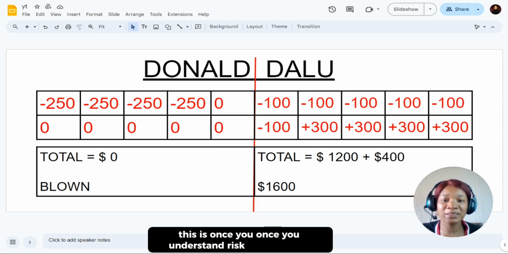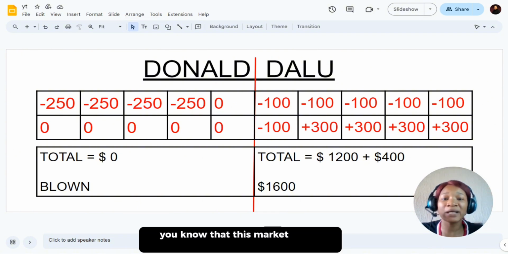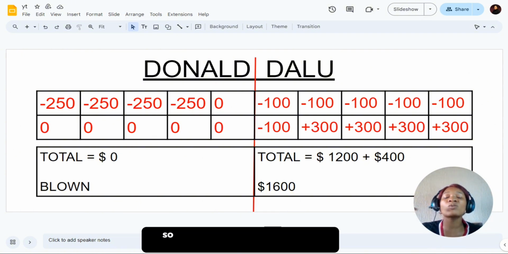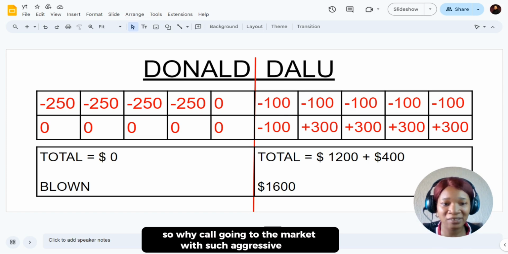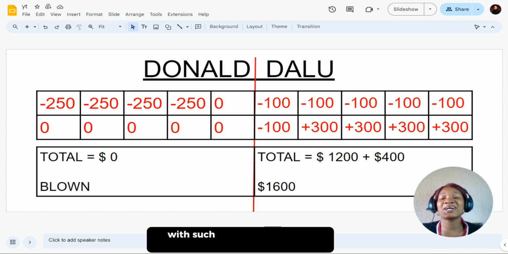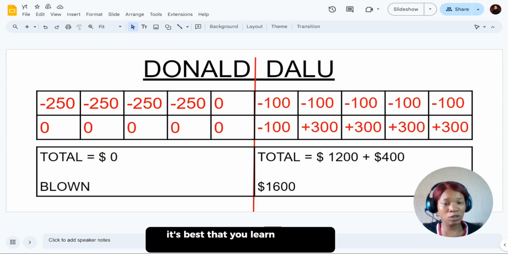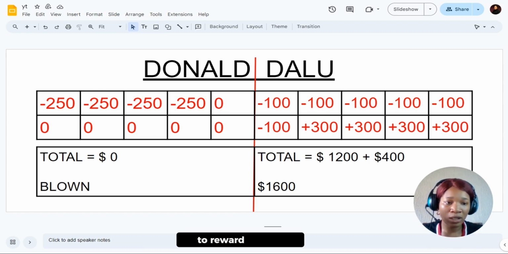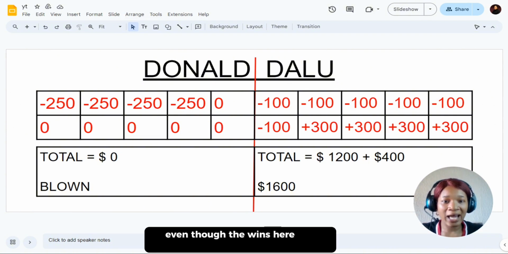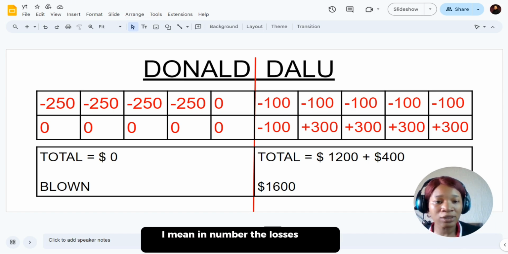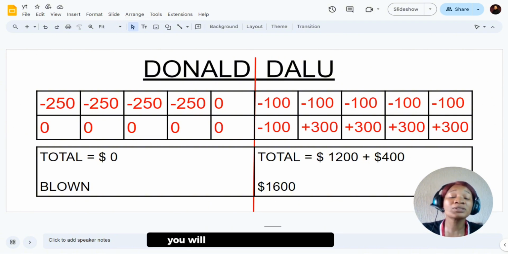Once you understand risk management, you know that this market is not running away. To start with, it is not running away, so why go into the market with such an aggressive attitude? If you know you don't have money to always come back to refill your account, it's best that you learn how to preserve your capital long enough and have a good risk to reward ratio. So even though the wins here are fewer than the losses, I mean not in monetary terms, I mean in number, you will still end up profitable.